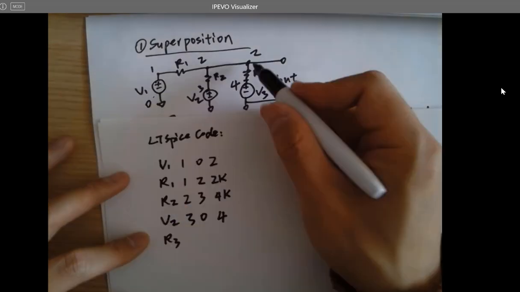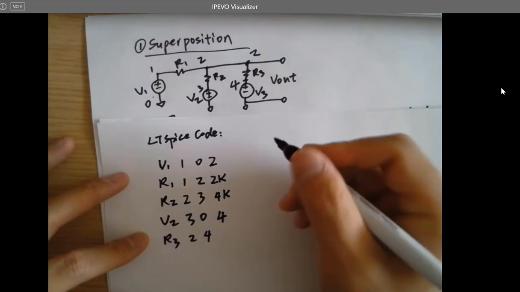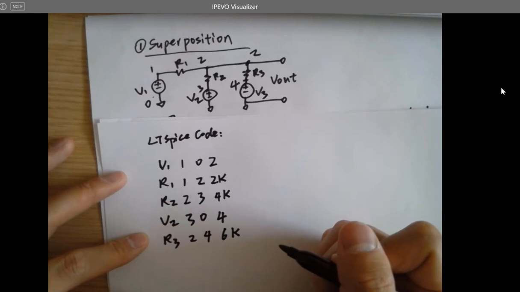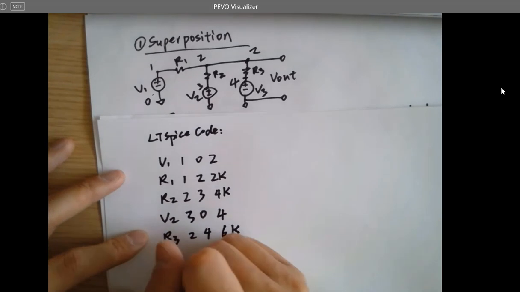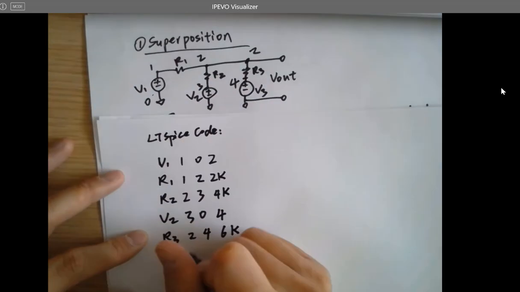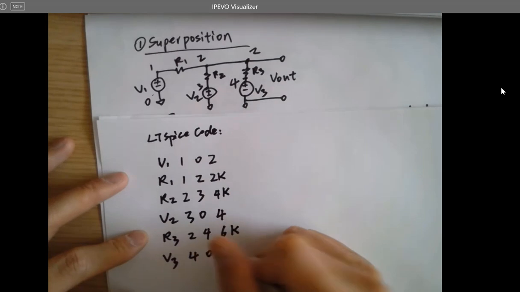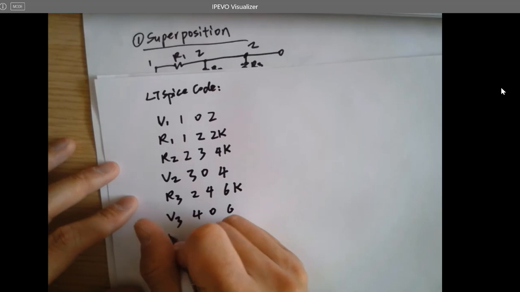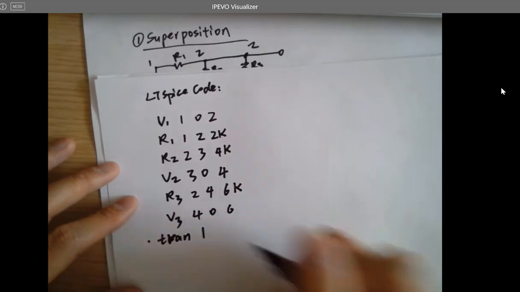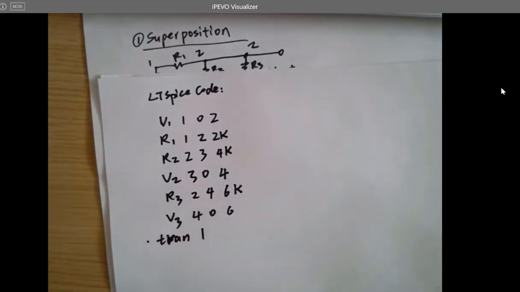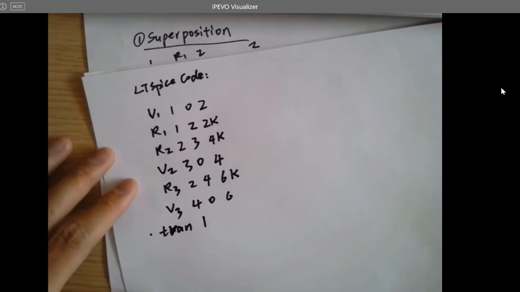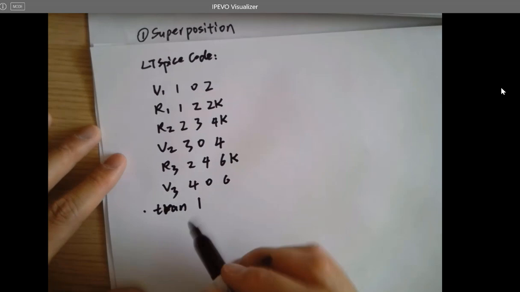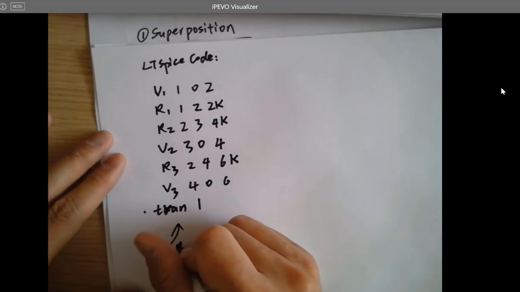R3 is from 2 to 4, and it is 6K, I guess. And V3, which is this guy, is from 4 to 0, it is 6 volts. And do a transient analysis. Dot tran, 1 second, doesn't matter. 1 second, 1 millisecond, 2 seconds, doesn't matter. Just look at the curve, DC voltage in terms of time. It's not going to be changed. And just run this in LT-SPICE.